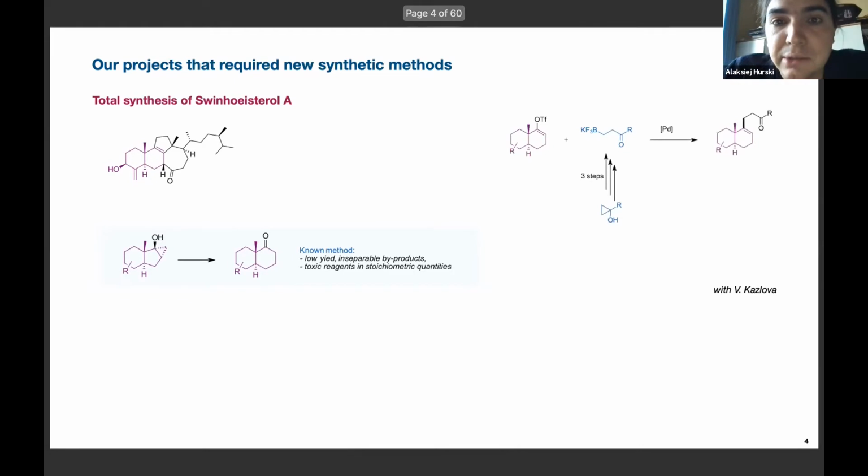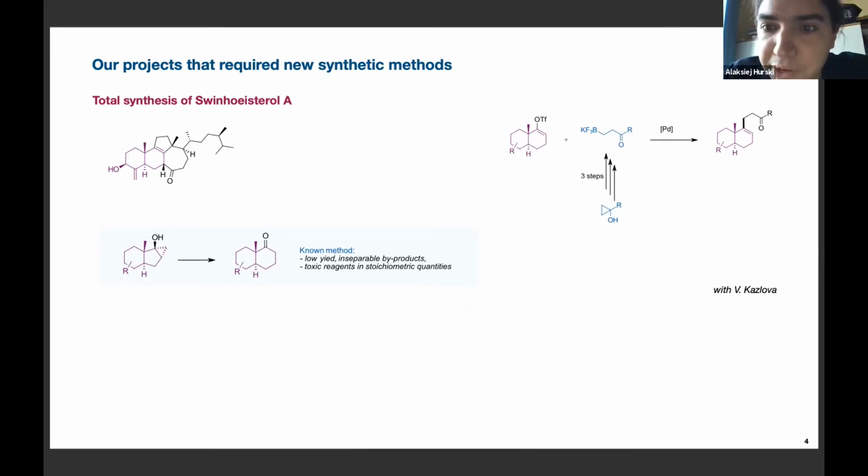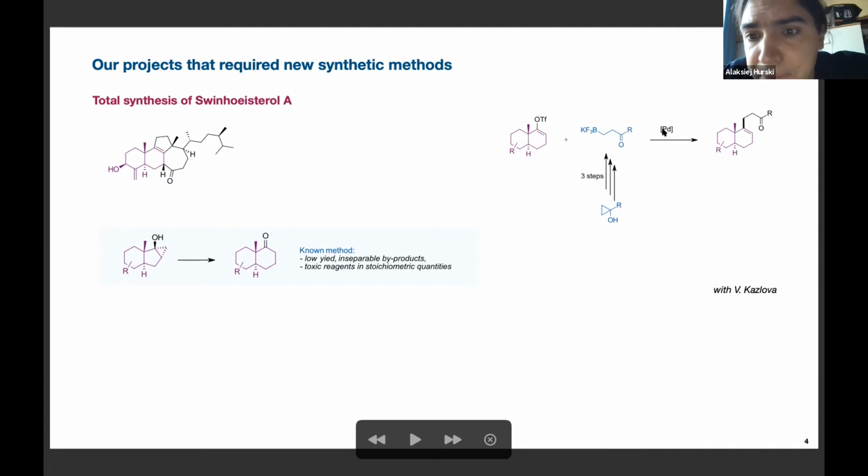Another problem we faced during this synthesis was the cross-coupling problem of assembling the two parts of the molecule. When we tried to assemble this purple block with another part of the molecule, the best reaction was between vinyl triflate and alkyl fluoroborate, catalyzed by palladium. This reaction proceeded perfectly. But there was one trouble: the best way to this coupling partner was a three-step route starting from the hydroxycyclopropane. Three steps is not good in terms of step economy.